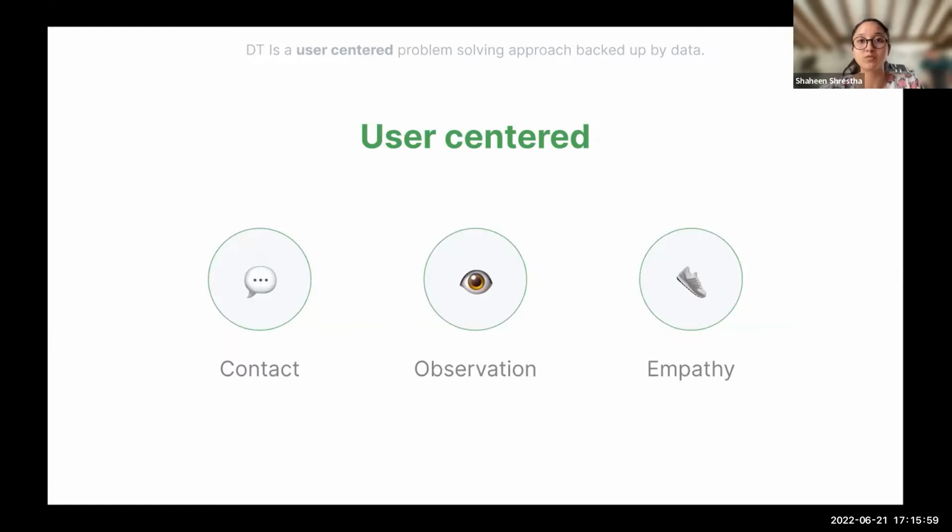Second, we observe. What are the problems that they're facing? We observe their body language, and their difficulties while trying to solve that problem. And we try to empathize with them. We put ourselves in their shoes so that we can understand the problem better, and therefore we can solve the problem for them. So this is what user-centered means.